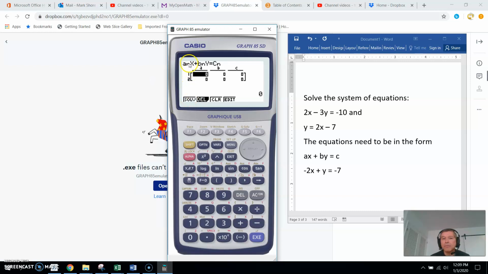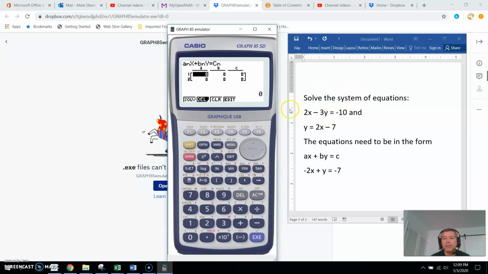Now this tells you the format of your equations. It says something about a_n x plus b_n y equals c_n. But basically this is saying your variables, your x's and y's, have to be on the left side of the equation, and your constant, your number without an x or a y, has to be on the right side. So here's my example, and you can see that my first equation is in the correct format, where my x's and y's are on the left-hand side of the equal sign, and my number is on the right. So I have 2x minus 3y equals negative 10.